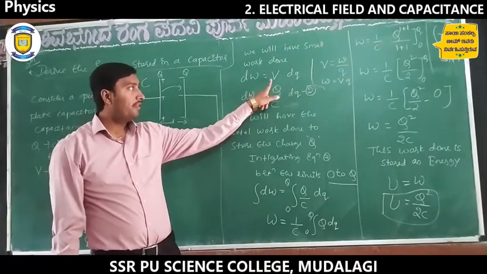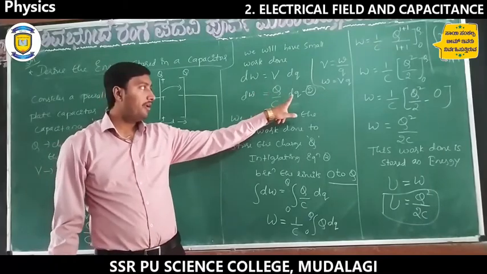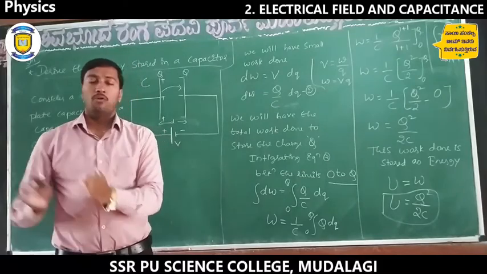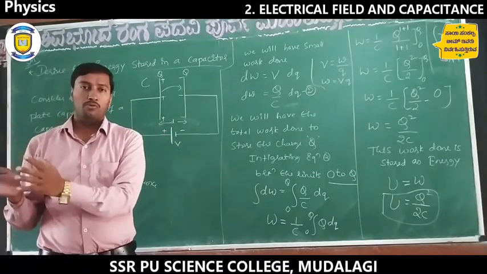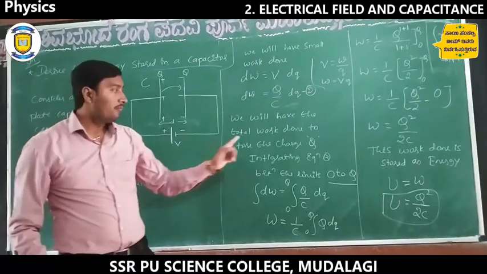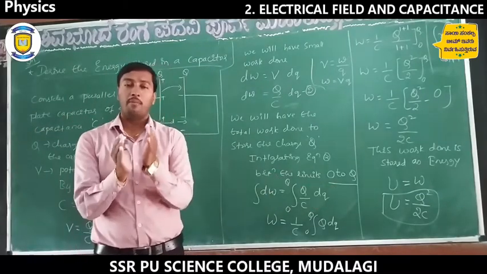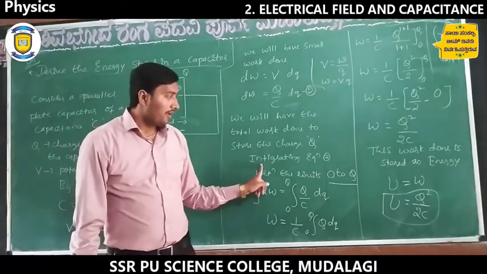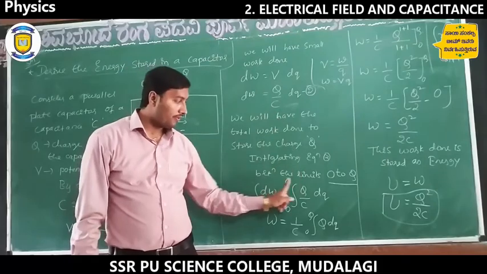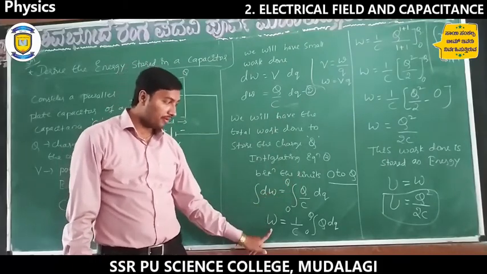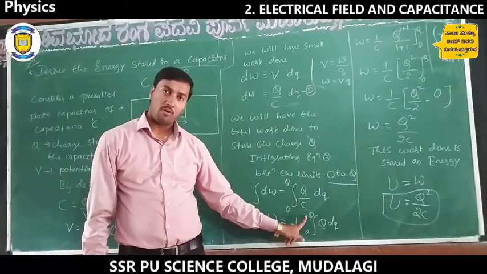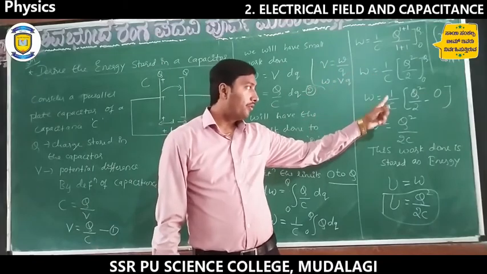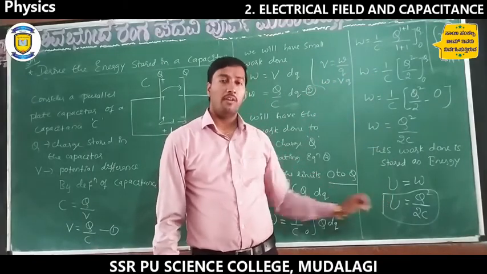dW equals V, and we substitute Q by C, into dQ. We need the total work done, we don't need the small work done. So we have the total work done to store the charge Q. From 0 to Q is stored. Initially the capacitor's charge is 0. Finally it becomes Q. So integrating the above equation 2, we have this. Integration of dW is W. C is taken constant. The integration of Q is nothing but Q square by 2. So we will have the energy stored in the capacitor.